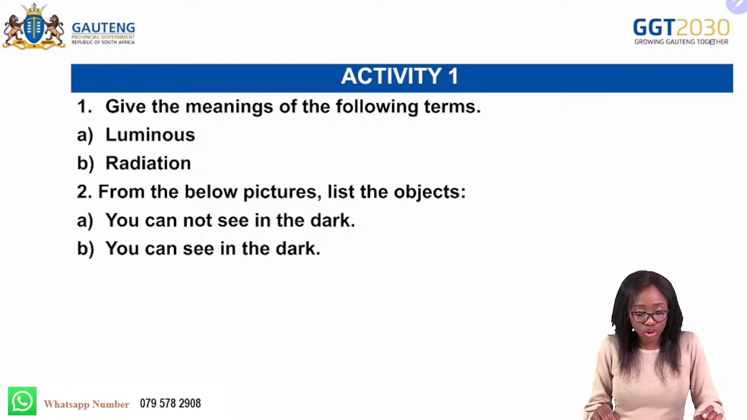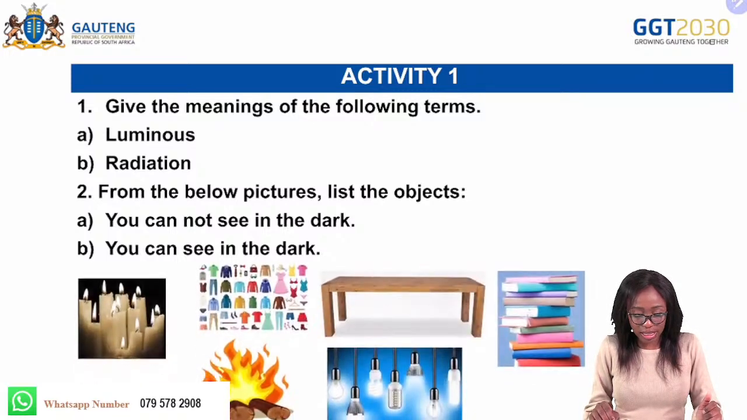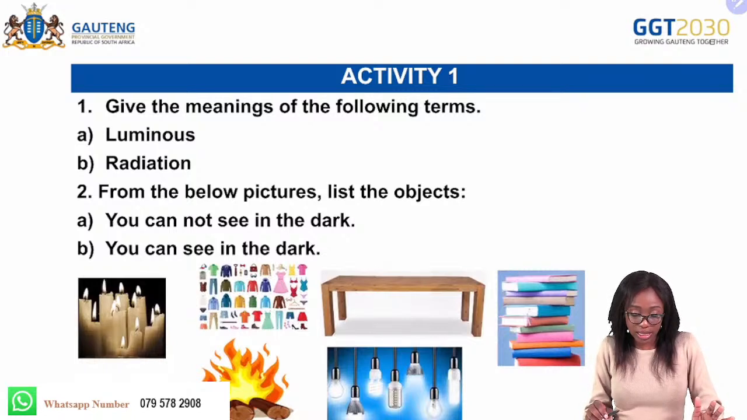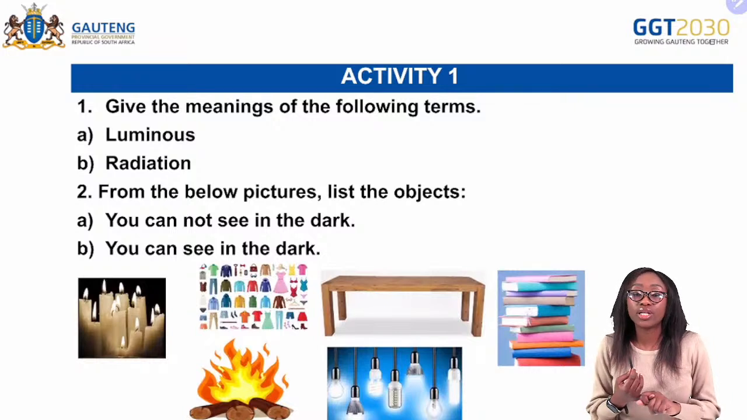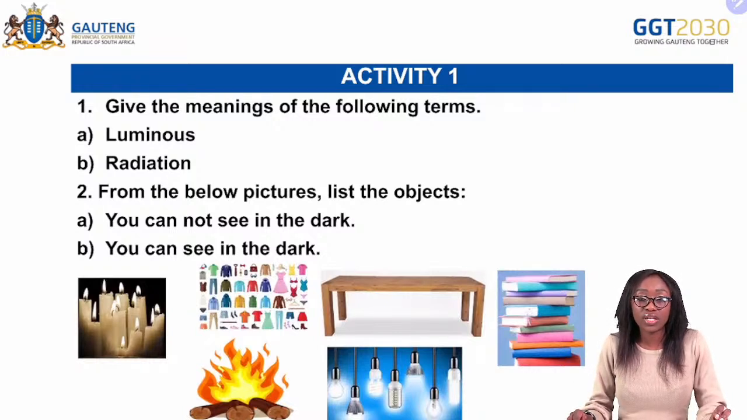And then question 2, from the pictures below, list the objects you can see in the dark and the ones you cannot see in the dark. So we've got objects there. Which ones can you see in the dark and which ones can you not see in the dark? You need to list them. If you can't list them, just mark them. Send in your answers to 079-578-2908. I'm going to give you 4 minutes to answer these questions. Then after 4 minutes, we'll do the corrections together.